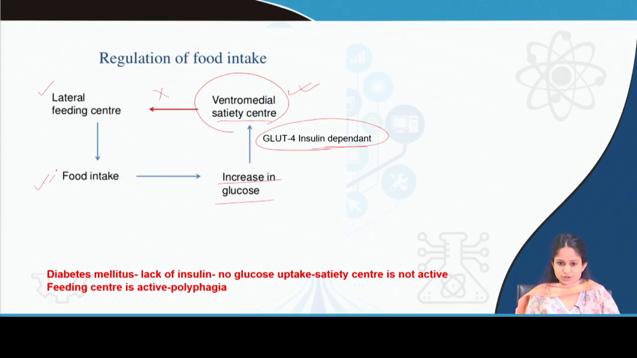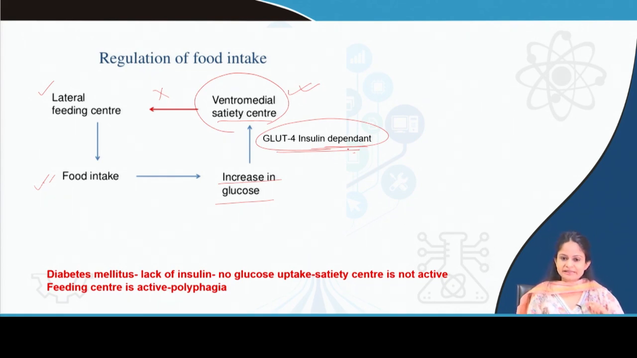Now, what happens in case of diabetes mellitus? In diabetic patients, what happens? The person has a huge amount of glucose in the blood plasma. Hyperglycemia is present, but still the person eats. Why? Because in diabetes there is insulin deficiency. And I told you this glucose is transported with the receptor GLUT4, which is insulin dependent.